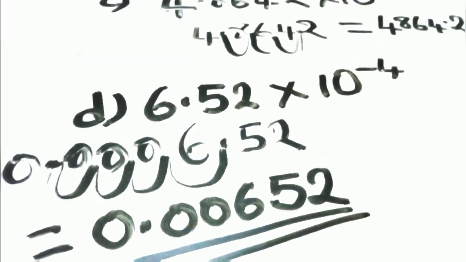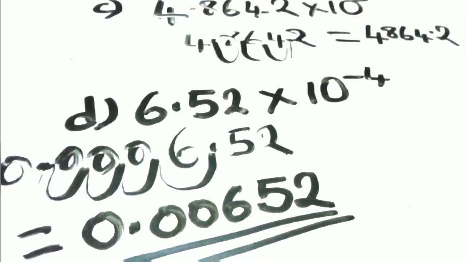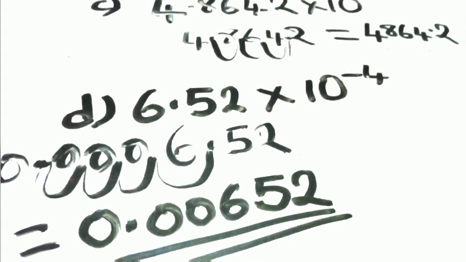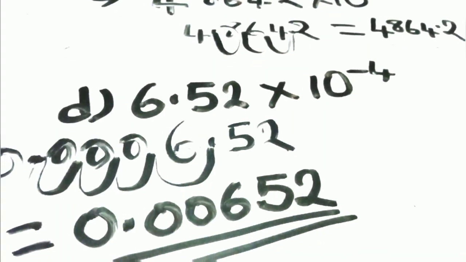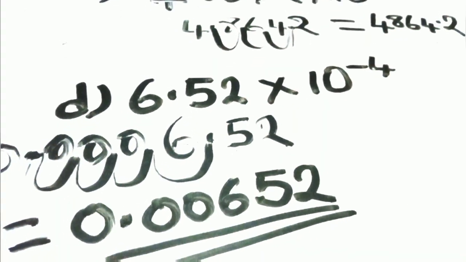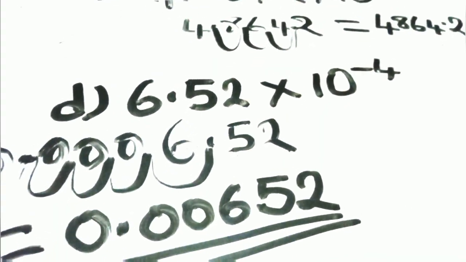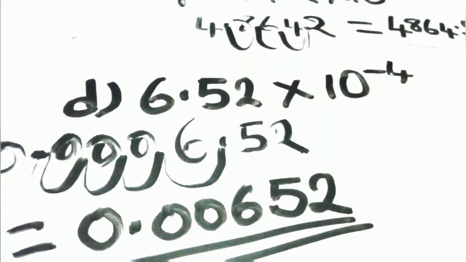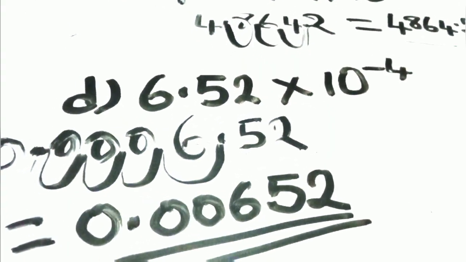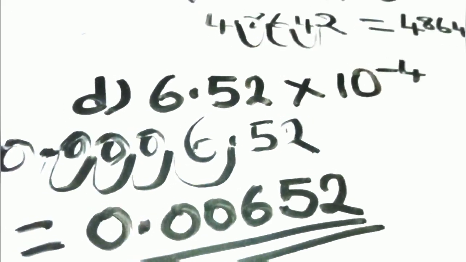Very, very simple. Always take note of the power of 10 and always move according to the direction, whether it's positive or negative. Then write the number without the power of 10. And wherever you have empty spaces, fill them with 0. So endeavor to replay this video over for more clarification whenever you are confused.